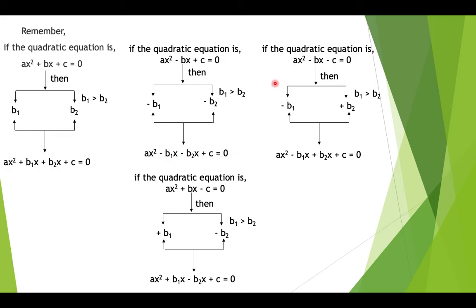If the quadratic equation is ax square minus bx minus c is equal to 0 and b1 is greater than b2, we can write minus b1 plus b2, that is ax square minus b1x plus b2x minus c is equal to 0. Similarly, if the quadratic equation is ax square plus bx minus c and b1 is greater than b2, we can write b1 minus b2, that is ax square plus b1x minus b2x minus c is equal to 0. So this is the split term of it.